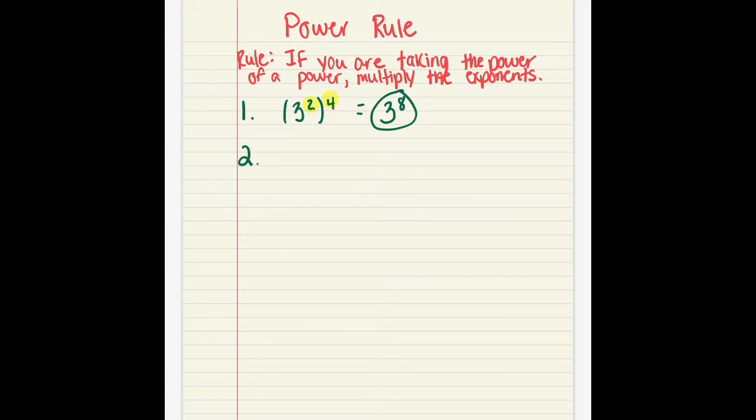The next one we are going to look at is pretty similar. We have 5 to the power of 2 to the first power on the outside of the parentheses. So once again, you keep that base the same, multiply exponents 2 and 1, and you will get 5 to the second power.